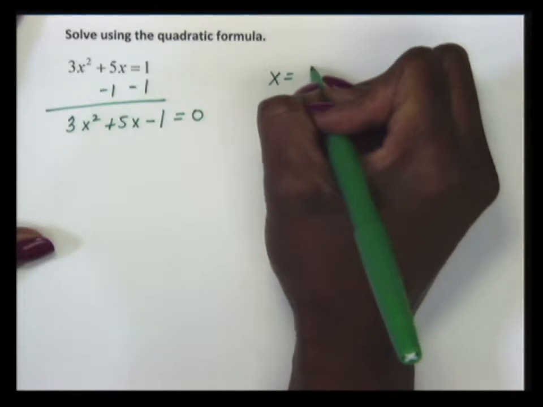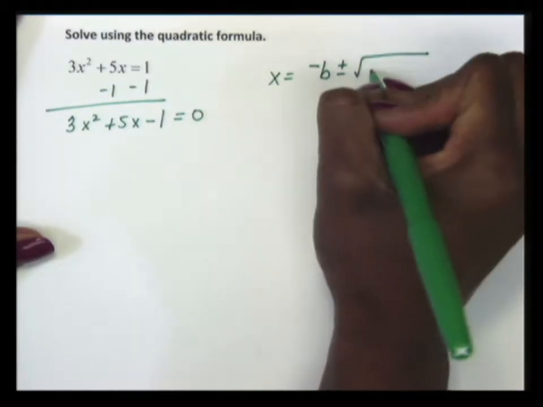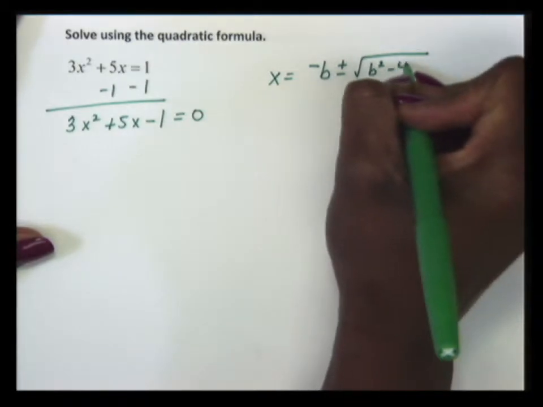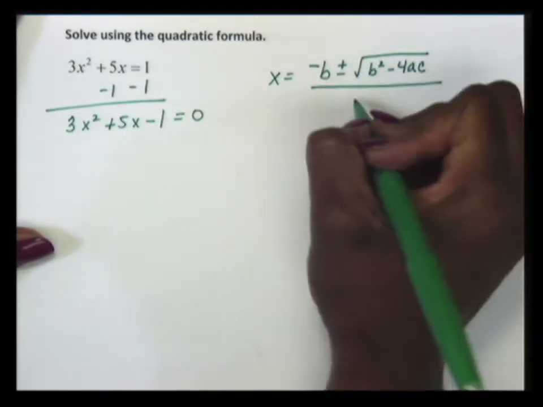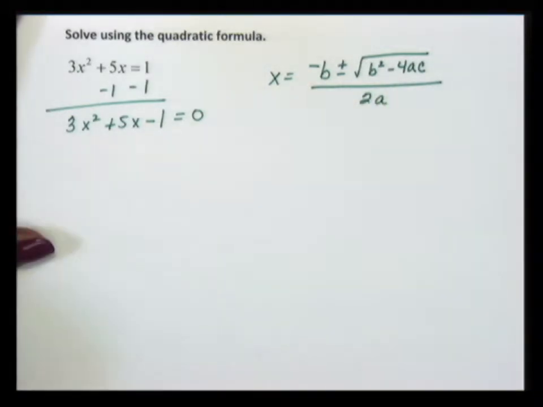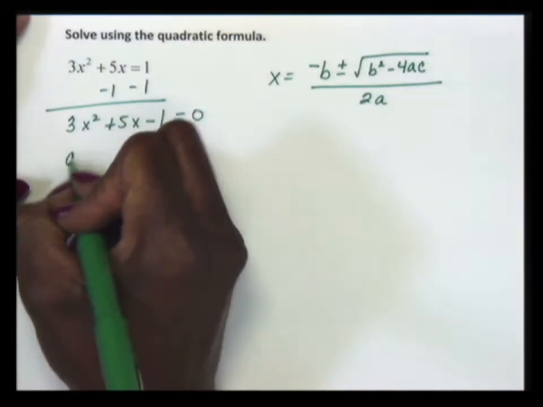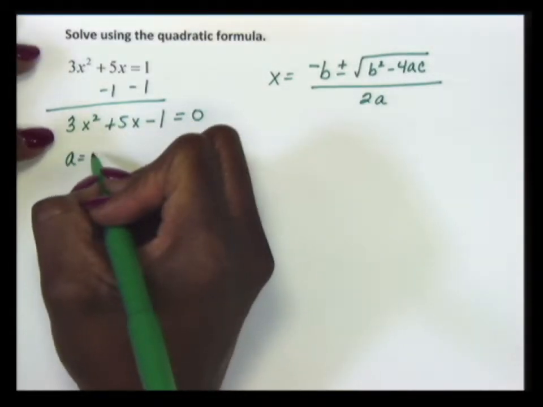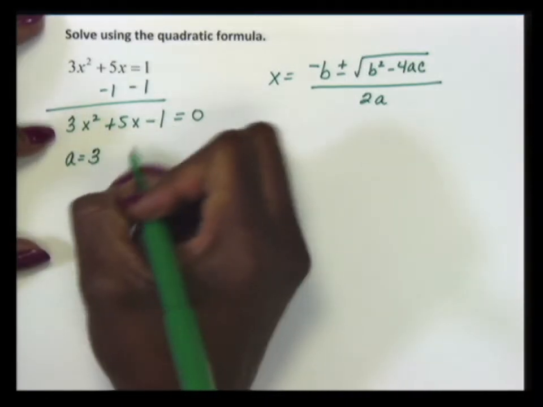x is equal to the opposite of b plus or minus the square root of b squared minus 4 times a times c, all divided by 2 times a. So now we have to think about what the values of a, b, and c are. Looking at our quadratic equation, a is the coefficient of the first term. So our a is 3.